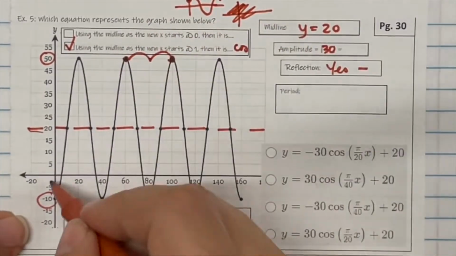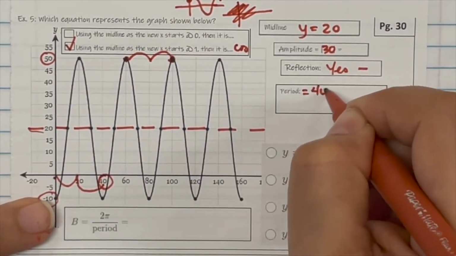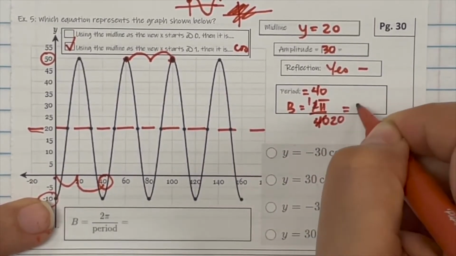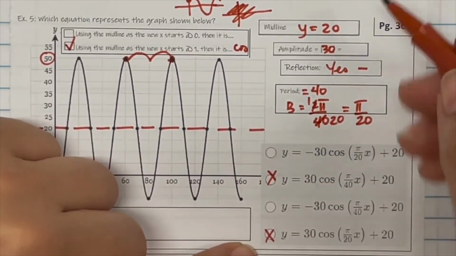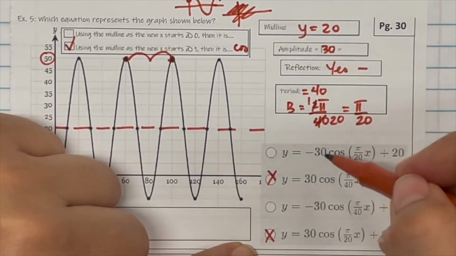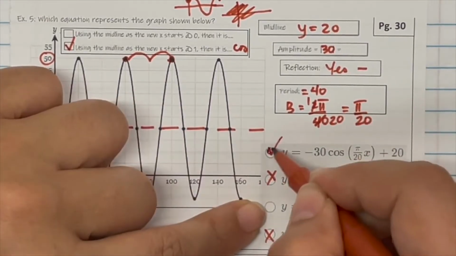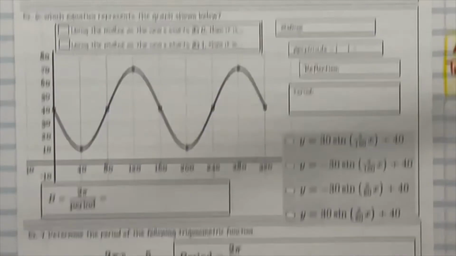My period is, count 2 boxes, go to the origin, count 2 boxes. So 40 is my period. So to write b, you're going to do 2 pi divided by 40. That crosses out to pi over 20. So I'm looking for an amplitude of -30 because it's reflected. Then I'm looking for my period to be pi over 20, my midline to be plus 20. Okay, pause the video and try example 6.